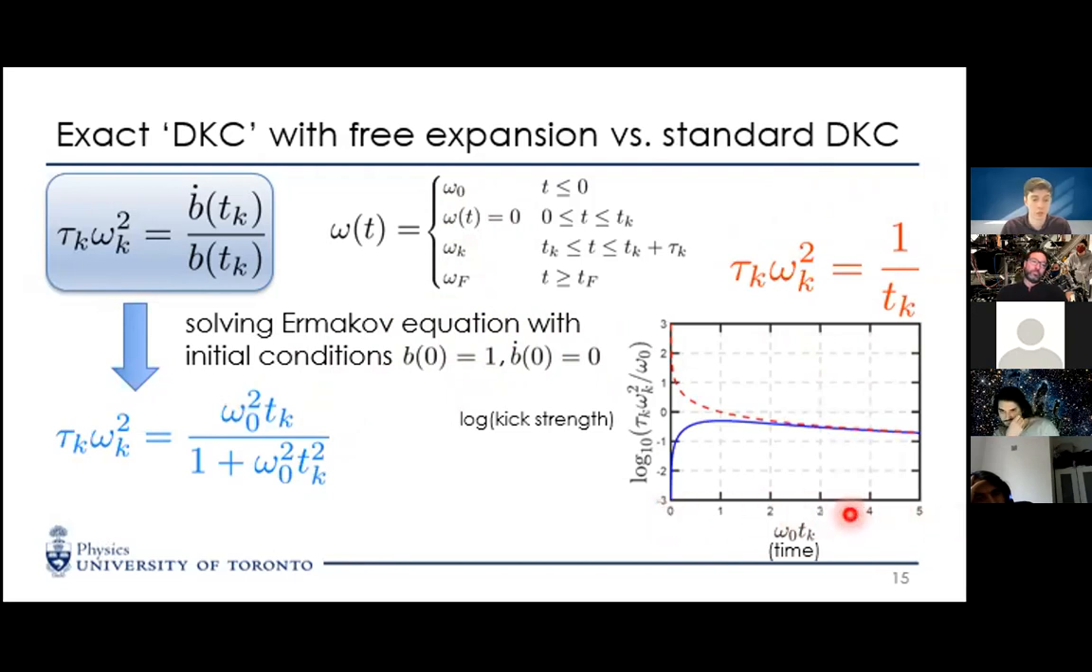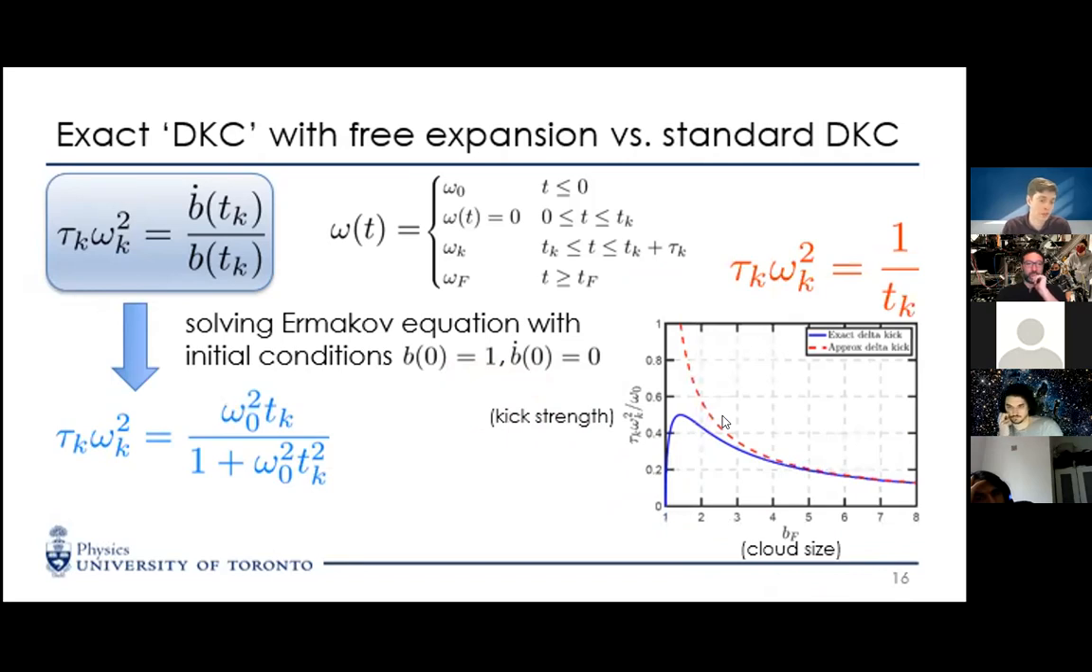Here I'm showing you the normalized expansion time, normalized to the initial harmonic oscillator frequency, and on the y-axis, the log of the kick strength. So it's at early expansion times that these things disagree. Or we can look at the kick strength in terms of the cloud size. And what we see here is that when the scaling factor has increased by a factor of 4 or 5, that's when the exact expression for delta-kick cooling agrees with the ideal kick from the standard classical construction.